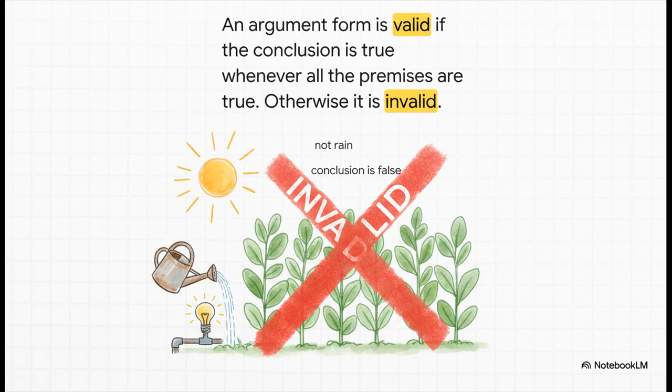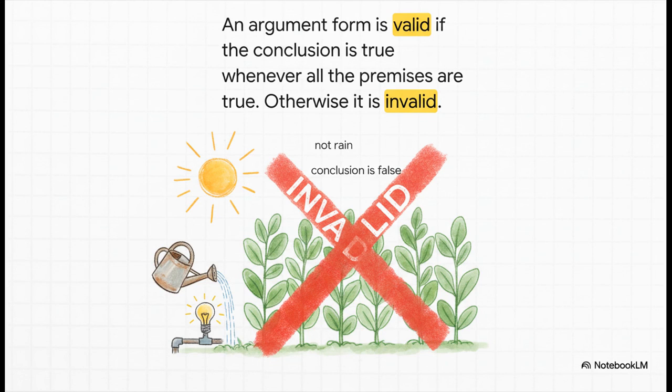Let's put it to the test. Remember the rule. An argument is invalid if you can find even one scenario where the premises are true but the conclusion is false. So let's imagine a world where it didn't rain, so P is false, but the crops were great anyway. Maybe they had a new irrigation system, right? So Q is true. Now let's check our premises.